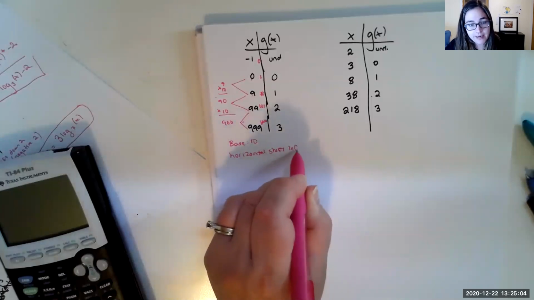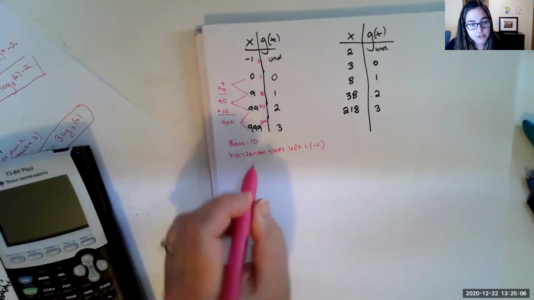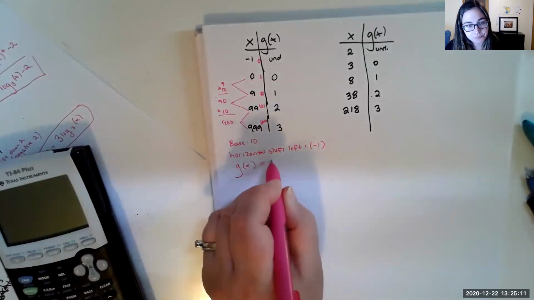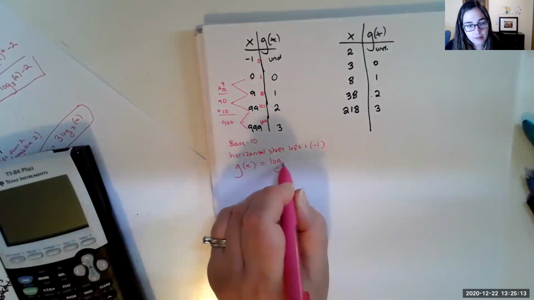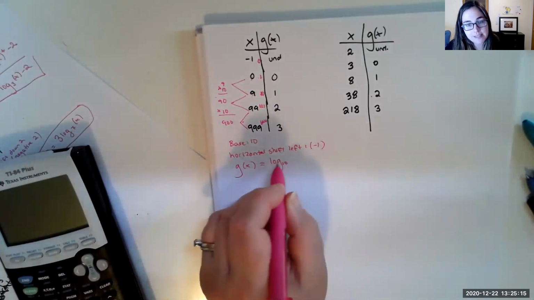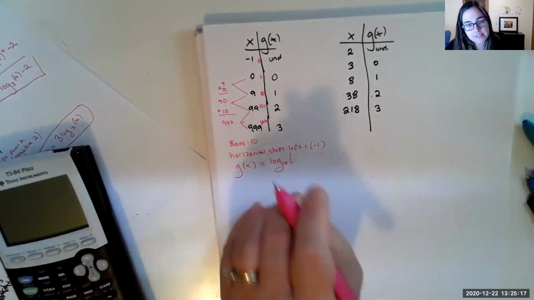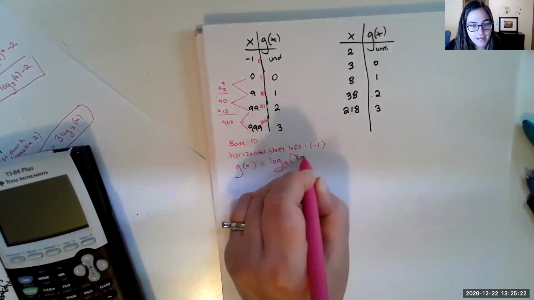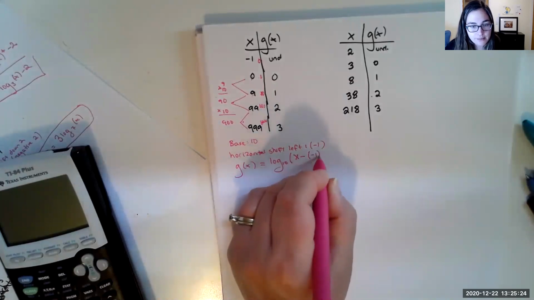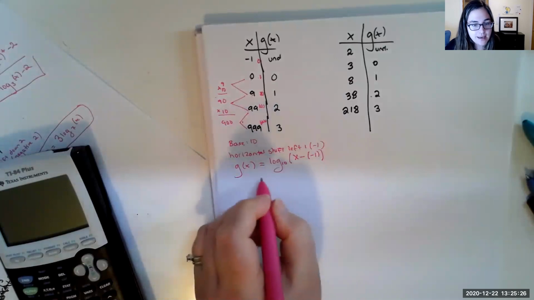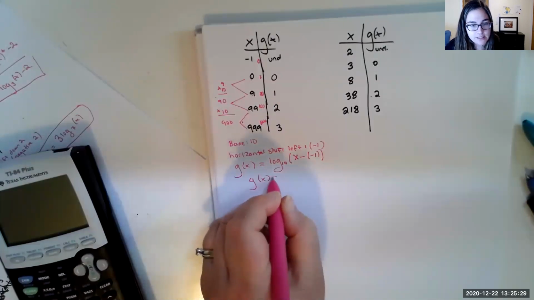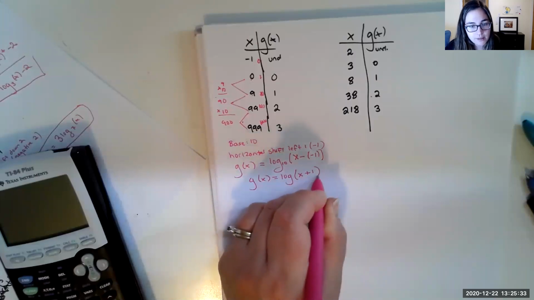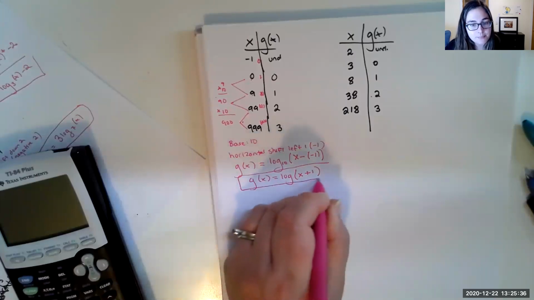left 1 or -1. So we could write the whole function as g of x equals log base 10, or we don't really need to write base 10 because it's a common log, but we'll fix that. We'll go back and fix that in the end, of x minus -1. Okay, and then let's clean that up. So g of x is equal to log of x plus 1, and that's it.